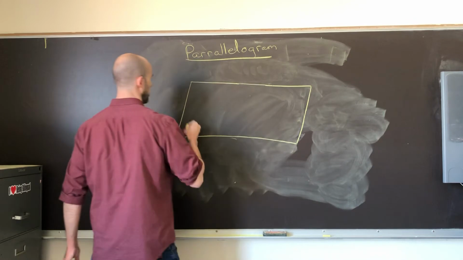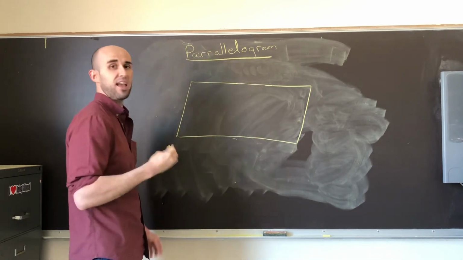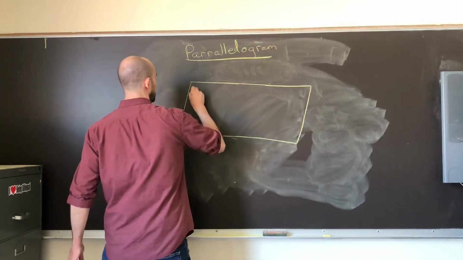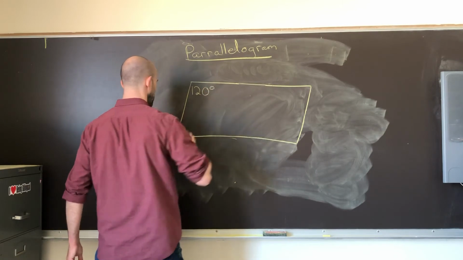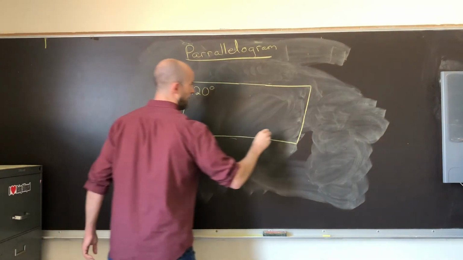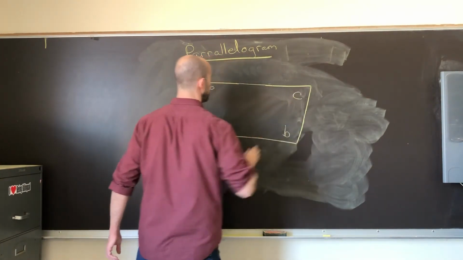Okay, just remembering those tricks. And once we have one angle, we can figure them all out, right? Let's say that this is 120 degrees, and I want to figure out A, B, and C, right?